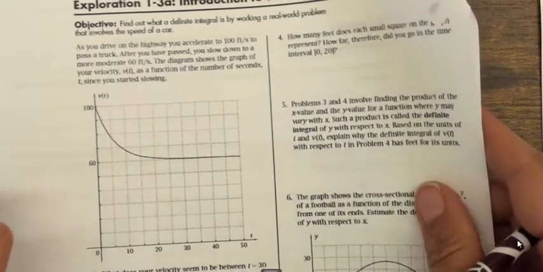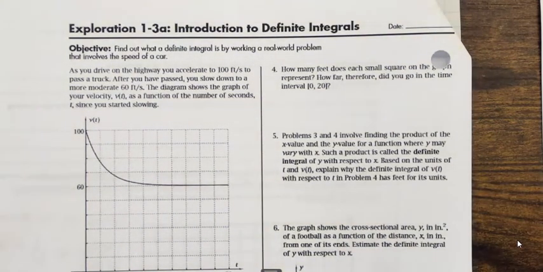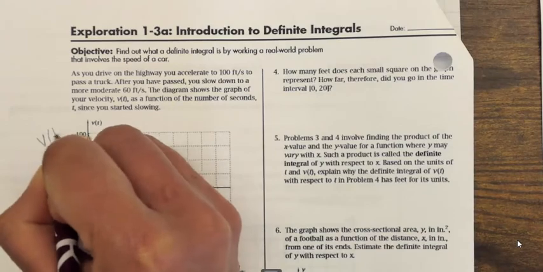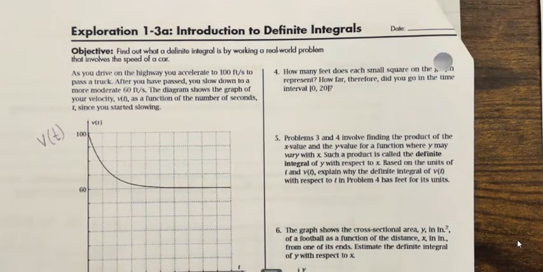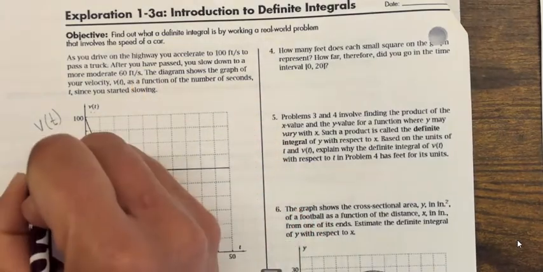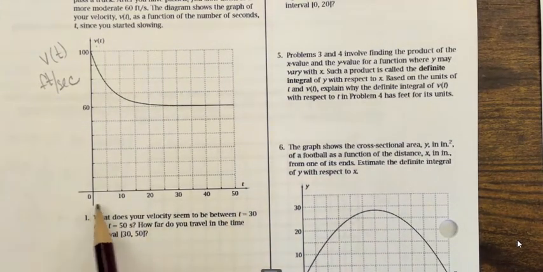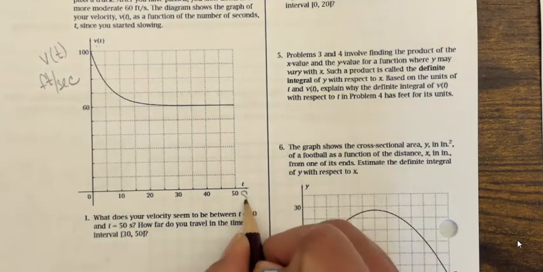So let's do an exploration on the back page. Very similar to what we just did. As you drive on the highway, you accelerate to 100 feet per second to pass a truck. After you have passed, you slow down to a more moderate 60 feet per second. The diagram shows the graph of your velocity, v of t, as a function of the number of seconds t since you started slowing down. So this is your velocity here. Oh, it's already written for us, v of t there. And this is in feet per second. Okay, and then our horizontal axis is time, and that's really seconds. They didn't write that for us.